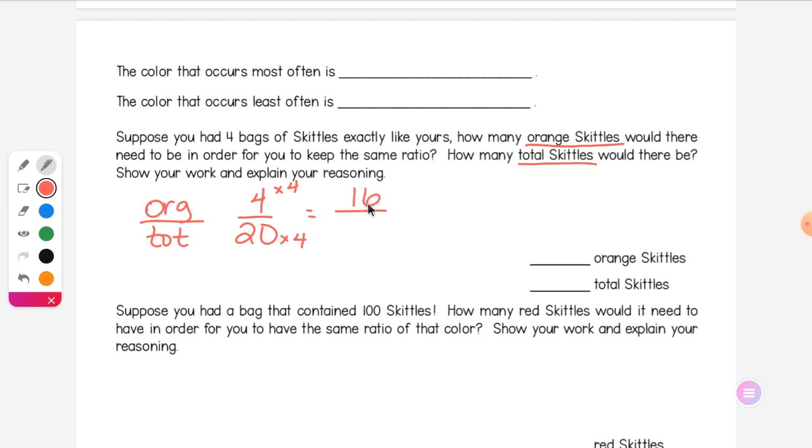4 times 4 is 16. 20 times 4 is 80. Now, if you gave me 16 80ths as an answer, that is wrong, because it doesn't ask me for a fraction, it asks me how many are orange. How many are orange? 16. How many are there total? 80. Usually there's not labels out to the side for you just to fill in. You would have to write 16 orange Skittles and 80 total Skittles.